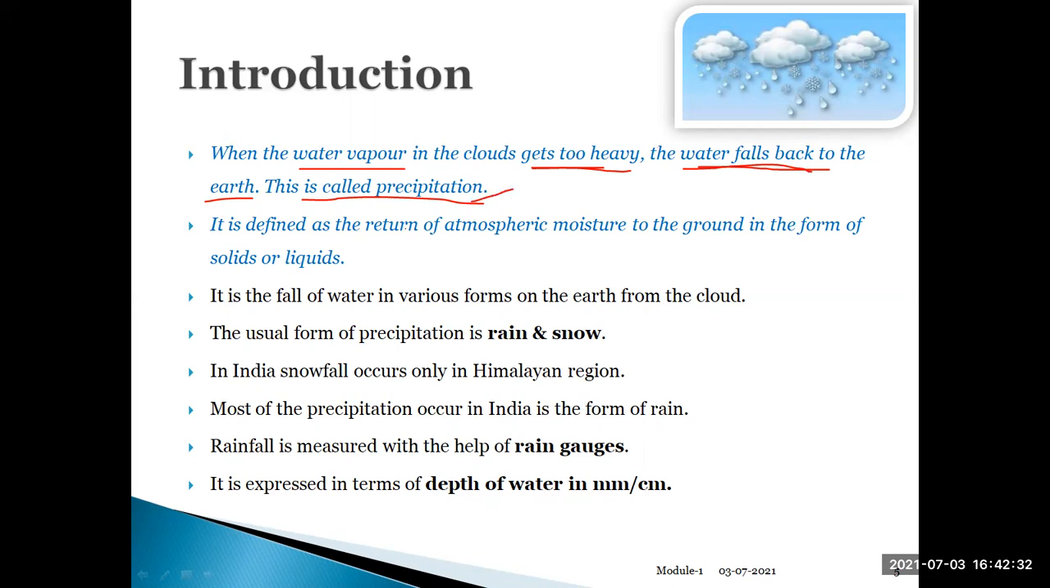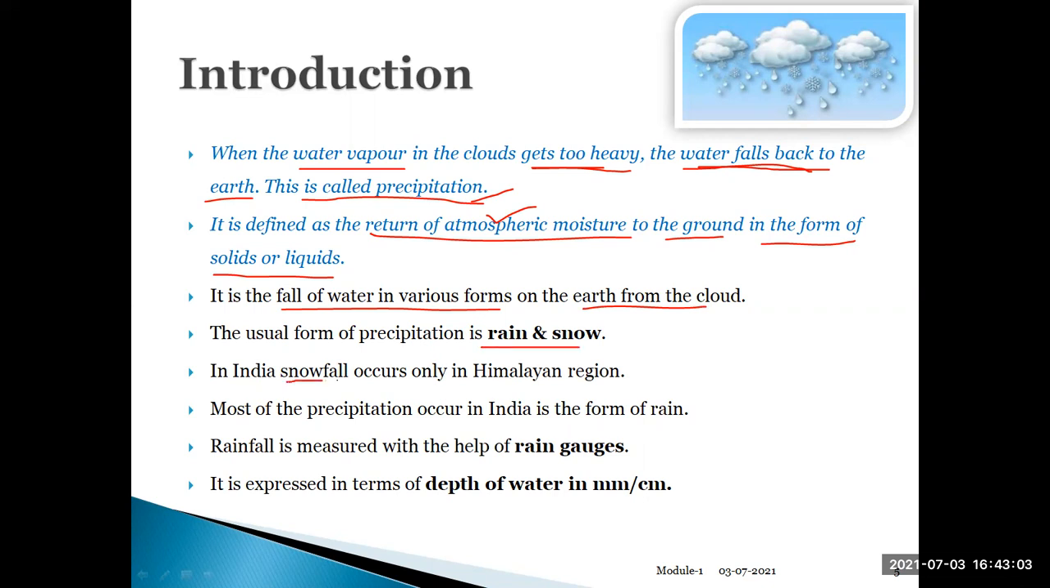Or in other terms, we can define precipitation as the return of atmospheric moisture to the ground in the form of solid or liquid. And it is a fall of water in various forms on the earth from the cloud. The usual forms of precipitation are rain and snow.